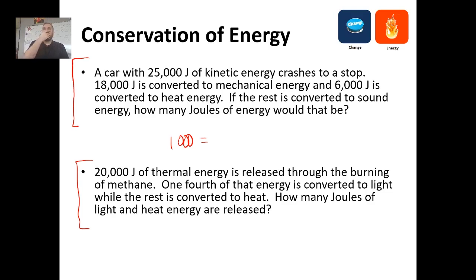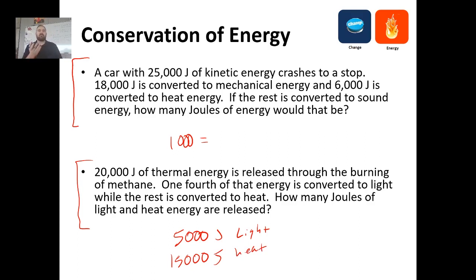Anyway, back to inefficient light bulbs. So 20,000 joules of energy from burning methane. 1/4 of that is converted to light. The rest of that's converted to heat. So a quarter of 20,000 is going to be 5,000. So 5,000 joules of light, and then 15,000 joules of heat.